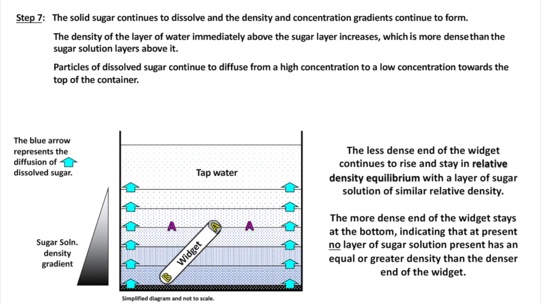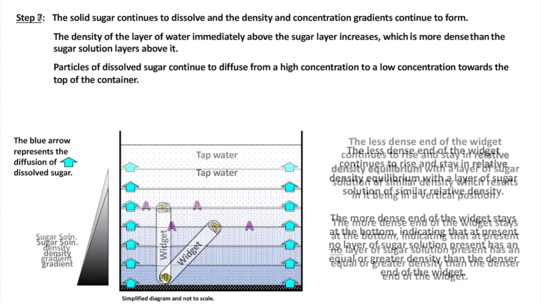Step 7. The less dense end of the widget continues to rise and stay in relative density equilibrium with a layer of sugar solution of similar relative density. The more dense end of the widget stays at the bottom, indicating that at present no layer of sugar solution present has an equal or greater density than the denser end of the widget.